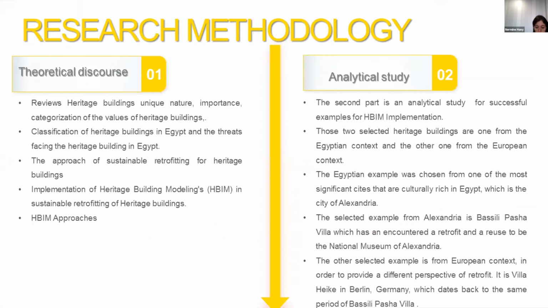The Egyptian example was chosen from one of the most significant cities that are culturally rich in Egypt, which is the city of Alexandria. The selected example from Alexandria is Basili Basha Villa, which has encountered a retrofit and been reused to be the National Museum of Alexandria. The other selected example is from the European context, in order to provide a different perspective of retrofit. It is Villa Heike in Berlin, Germany, which dates back to the same period as Basili Basha Villa.